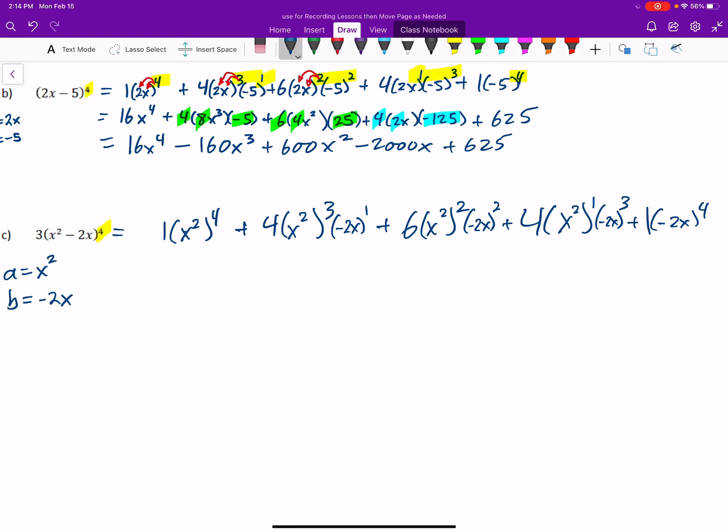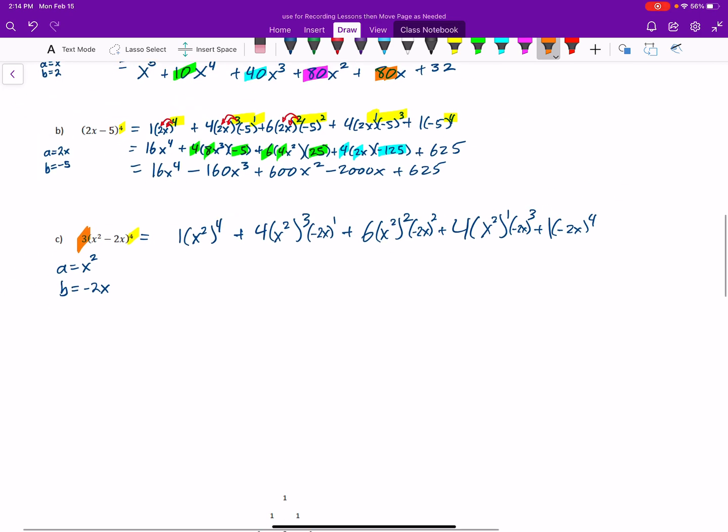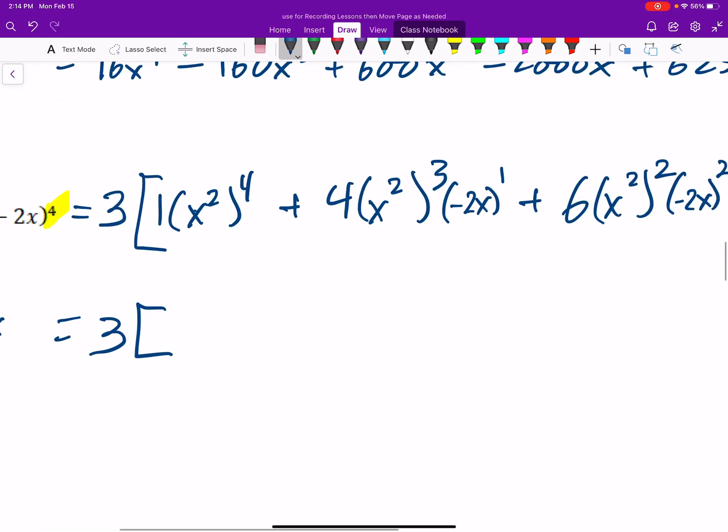Oh, and whatever happened to that 3? Well, I guess what I should do, I'm really multiplying everything by 3. I should throw some brackets around this, put the 3 out front, and then at the end I'll just triple all my coefficients. So let's start with that. I'll just put the 3, put a bracket here to remind myself, and then go from here.